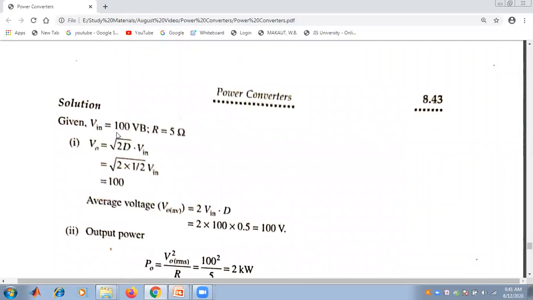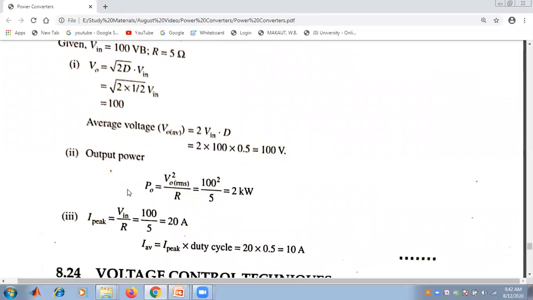It is given that the input voltage is 100 volt and resistance is 5 ohm. So the RMS output voltage, that is V0 RMS, is root over 2D into V in. So root over 2 into half, because duty cycle is given 0.5, into V in, that is 100 volt. Now the average output voltage, V0 average, is equal to 2 D V in, that is 2 into 100 into 0.5, which is equal to 100 volt.